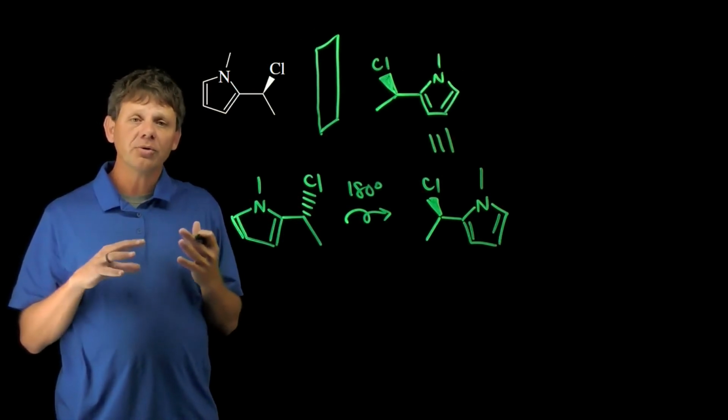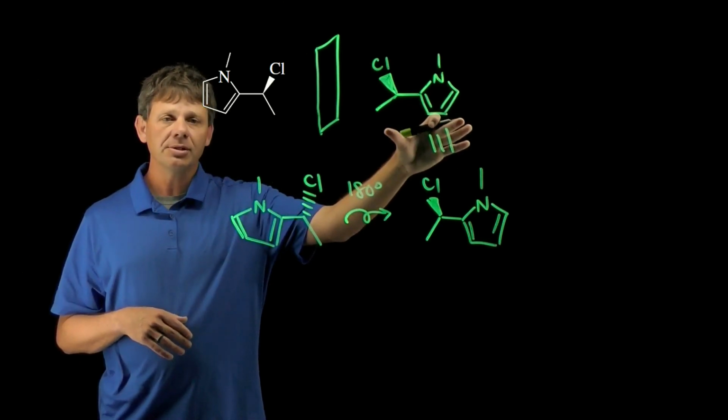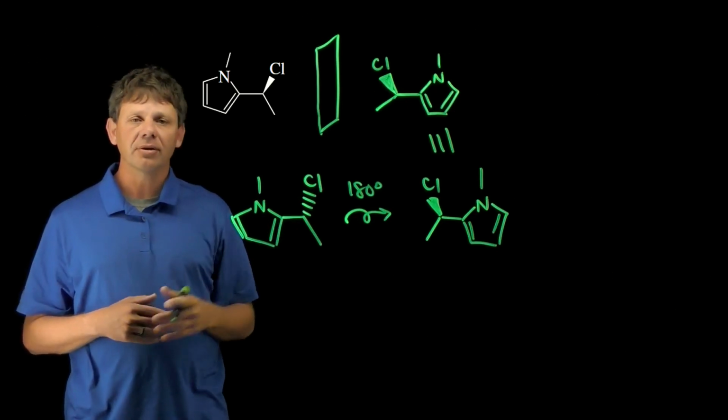And so this shows us that drawing the enantiomer can be done in two ways: draw the non-superimposable mirror image, or simply invert the stereocenter.